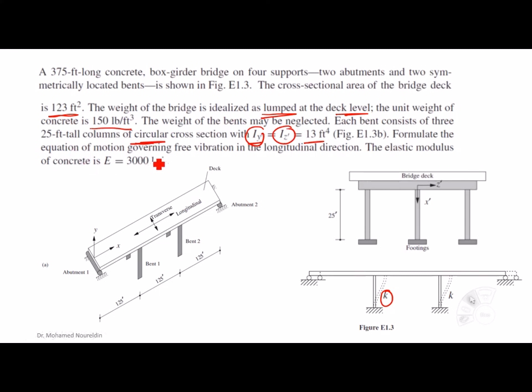Formulate the equation of motion governing the free vibration in the longitudinal direction. So we are interested in this direction, which is the longitudinal. The elastic modulus of concrete is 3000 KSI. Now it's very easy for us to write. What we want to do is put the equation of motion first.